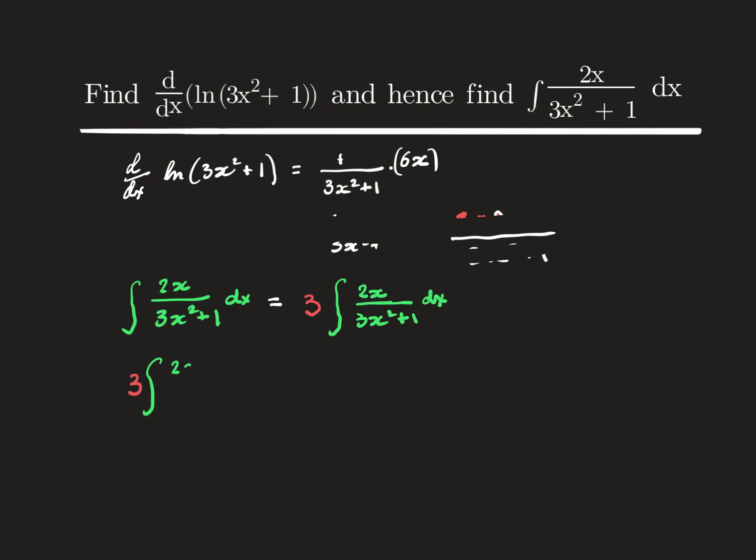The integral of 2x over 3x² + 1 dx is going to be now the original function, ln(3x² + 1). So now I just rewrite that. ln(3x² + 1). Do not forget to put the plus c here.